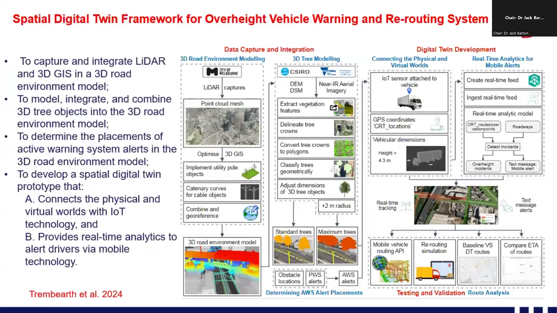Okay, so which one is this one? This is an earlier student project. I don't remember the exact title. The title is Spatial Digital Twin Framework for Overheight Vehicle Warning and Rerouting System. So this one is also under review by a journal.